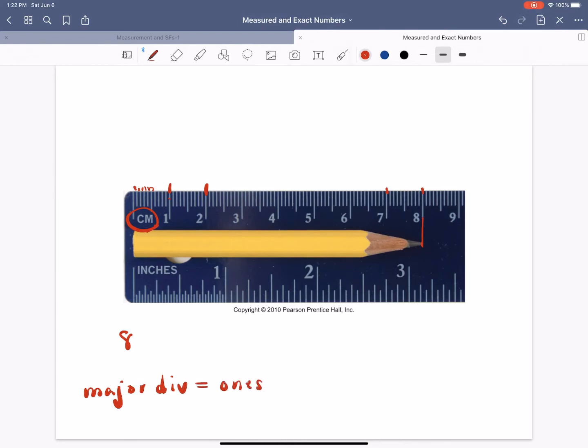And then in between the ones, we have the tenths. And there's lines for those, so those are minor divisions. Smaller lines, but there are lines there. And if I read between the lines on the number line, that would bring me to the hundredths.